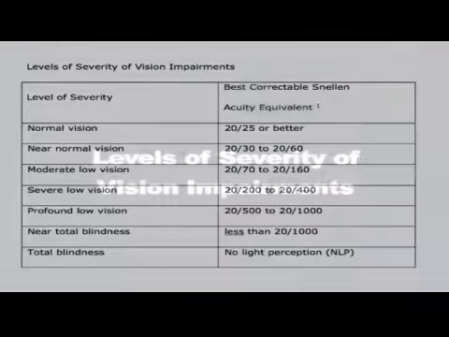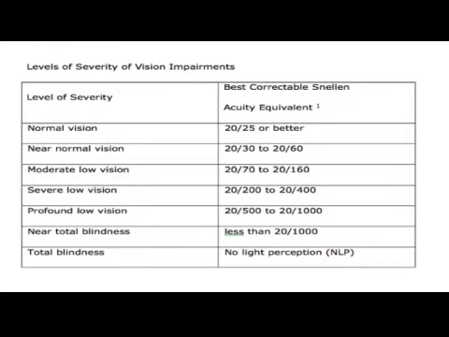Let us see about levels of severity of vision impairments. Best correctable Snellen acuity equivalent is mentioned here. Normal vision is 20 by 25 or better. For 20 by 30 to 20 by 60, near normal vision will be mentioned. 20 by 70 to 20 by 160, moderate low vision. 20 by 200 to 20 by 400, they will be noted as severe low vision. 20 by 500 to 20 by 1000, they will be noted as profound low vision. Less than 20 by 1000, they will be noted as near total blindness.